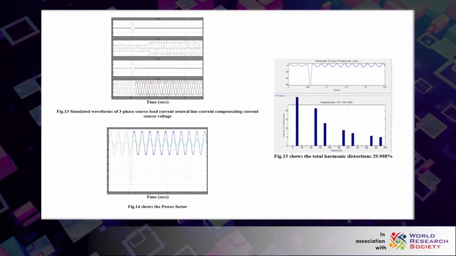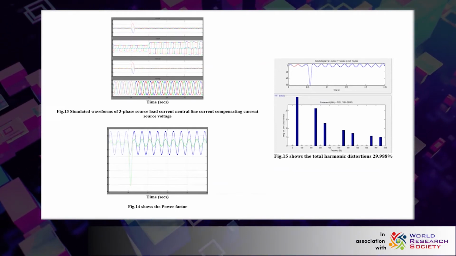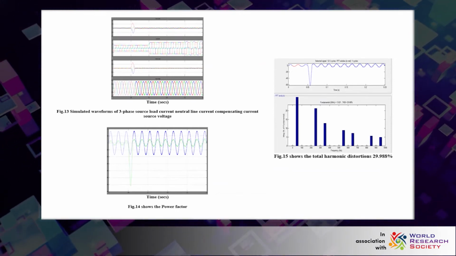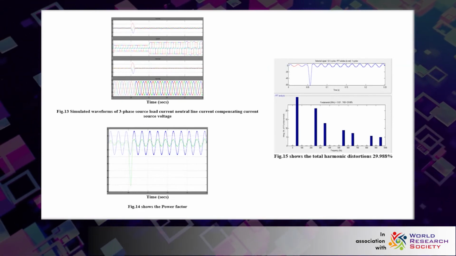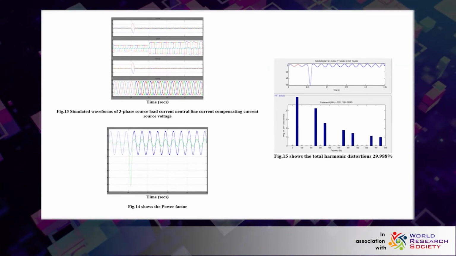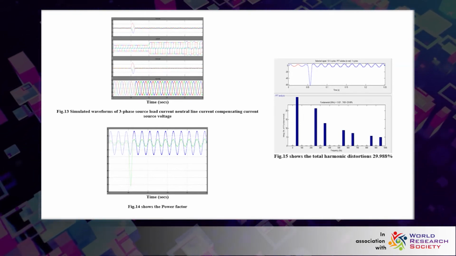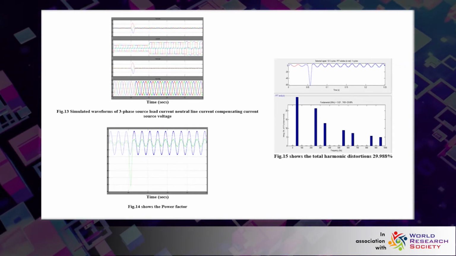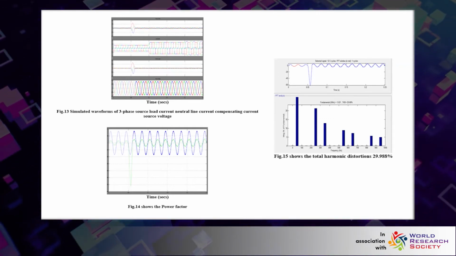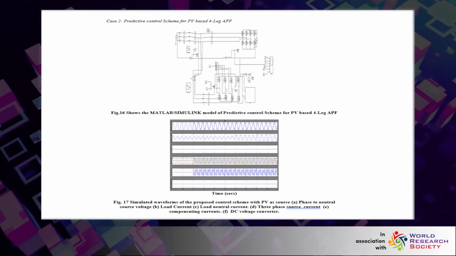These are the different three-phase source and load currents, and the neutral line current compensating for the source voltage and also for the power factor, because the power factor is also very important in AC when we are giving unbalanced and non-linear loads. The total harmonic distortion we got is 29.988%, that is, 0.29 in per unit. As we know, it should be less than 0.5, so it is within the satisfiable limit.